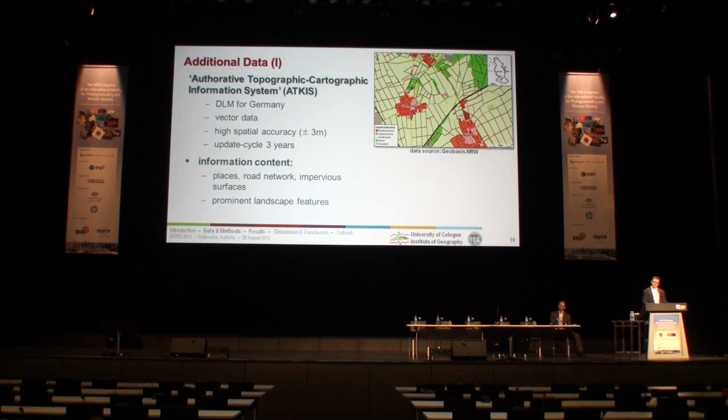The information content is topographic information like places, road network, prominent landscape features, but it also contains valuable information concerning residential and industrial land use, or even concerning agricultural land use. But as you can see, also in this data set, the arable land is not much differentiated.